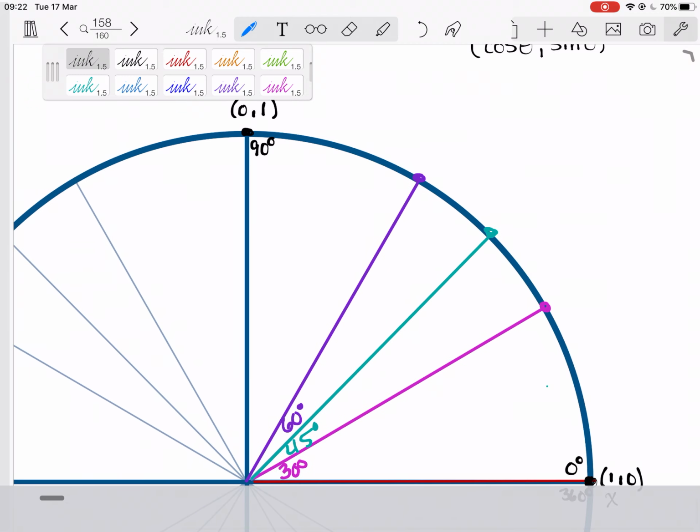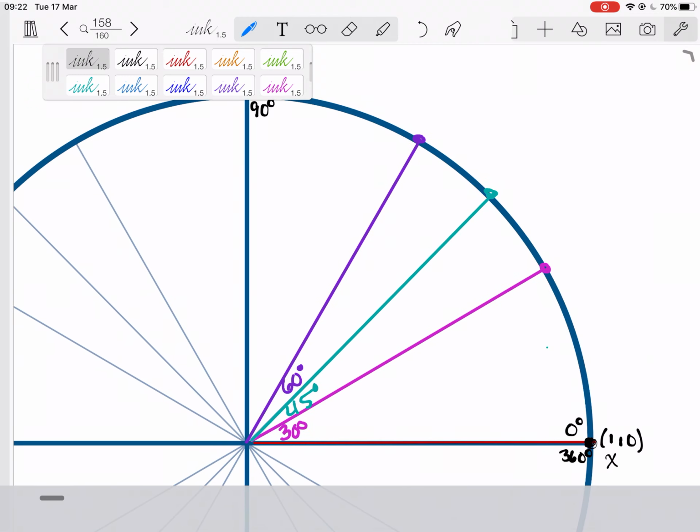So then here, basically, anytime I'm finding my xy coordinate, which we're going to be doing for the rest of the circle, I'm finding the cosine and sine of that angle.